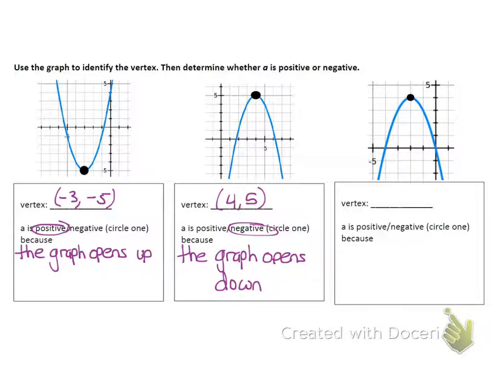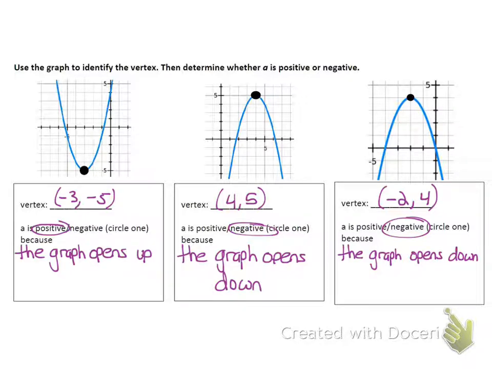Now it's your turn. Go ahead and pause the video and try this third example. When you're ready, hit play and see how you did. So hopefully you got that the vertex was -2, 4, and that A is negative because the graph opens down.